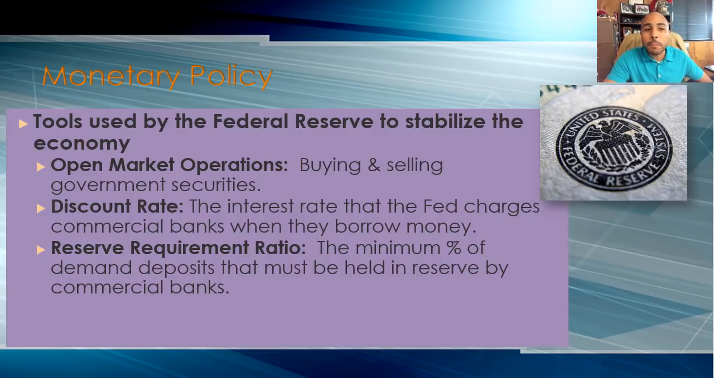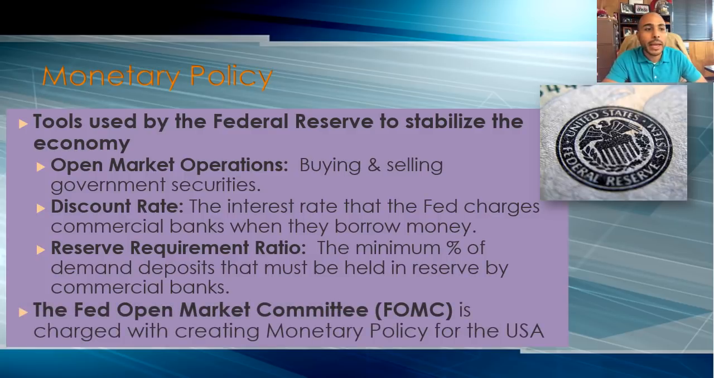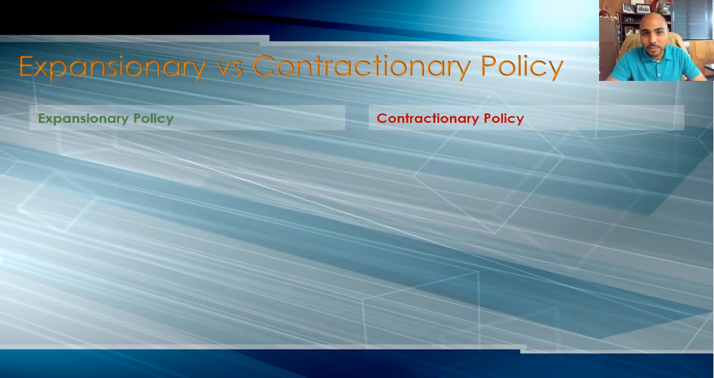That's the minimum percentage of demand deposits that commercial banks must hold in reserve. Meaning, like when you go put money in your checking account, it's the percentage of the money that you deposit that the bank is not allowed to lend out. They just have to keep it in their vault just in case you need that money. Okay? So remember that the Fed Open Market Committee is the one that's in charge of making monetary policy. So that includes the chairman of the Fed, plus the 7 governors and 5 of the regional Fed bank presidents.